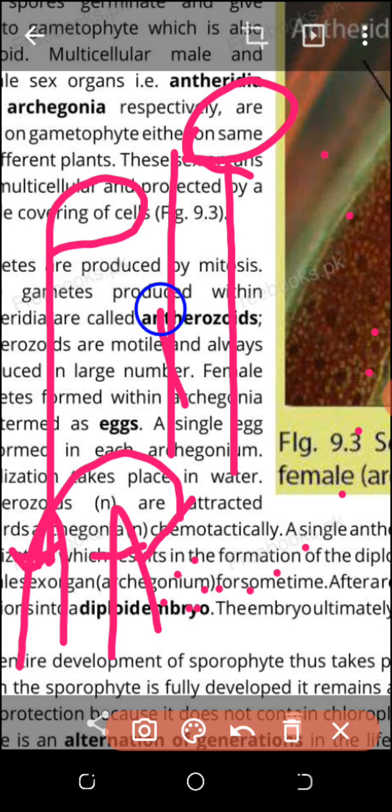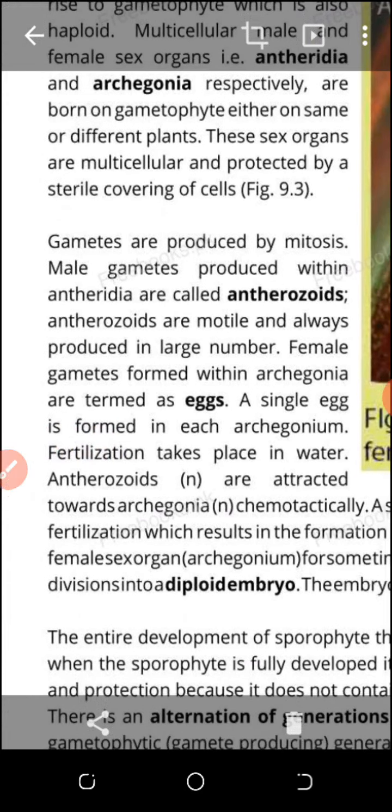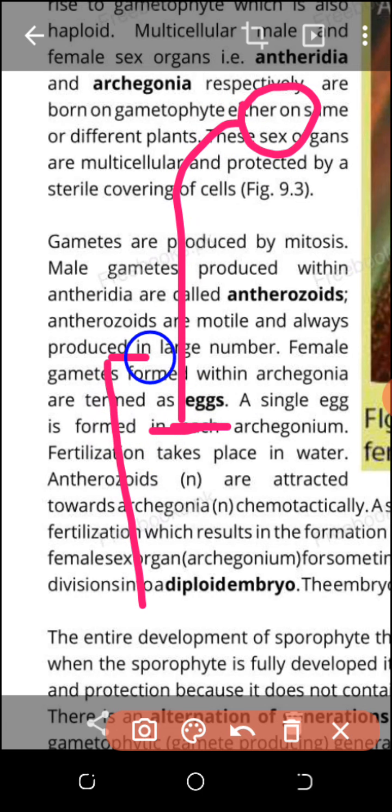And this is the sporophyte: the capsule, the stalk or seta, and the foot, by which it is attached to the gametophyte. So that is the simple life cycle of the bryophyta. I will explain once again the structure of the sporophyte, which is important. That is the capsule, that is the seta, which is the stalk, and that is the foot, which is attached to the female gametophyte plant.